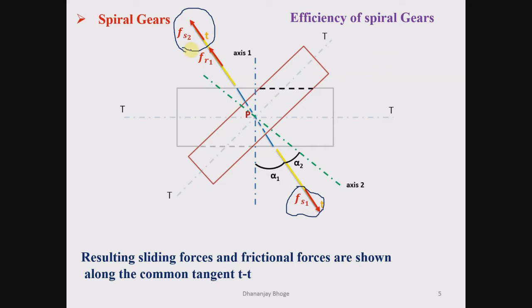Now the resulting frictional force generated as a result of Fs2 will act in opposite direction to Fs2. So show the corresponding frictional force Fr2 which will act opposite to Fs2. Okay, so we have shown the resulting sliding forces exerted by gear 1 and gear 2, that is Fs1 and Fs2, and the corresponding frictional forces in opposite directions of Fs1 and Fs2.